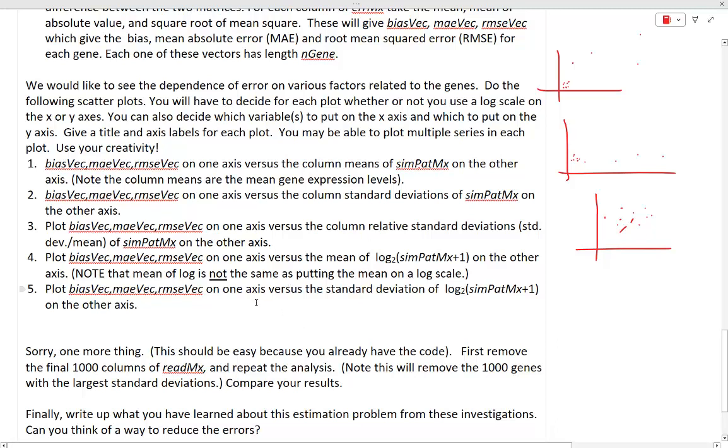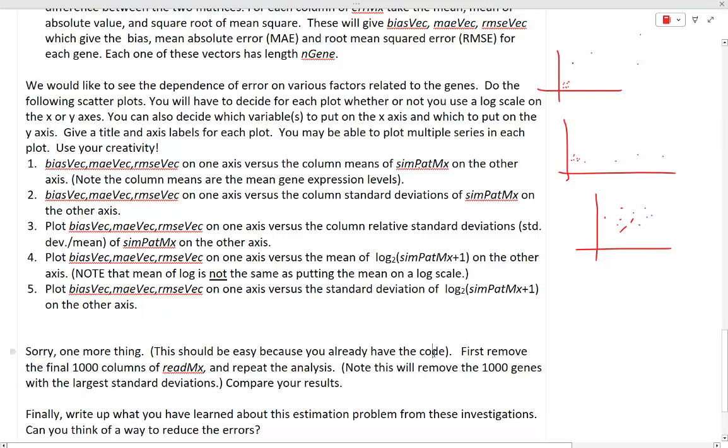All right, so you got all these graphs. Now, hopefully you'll only get 5 graphs. It would be nice to plot these 3 on the same graph. They may not show up very well, but try to represent the data as best you can. All right, and then just one more thing. So this should be easy because you already have the code.